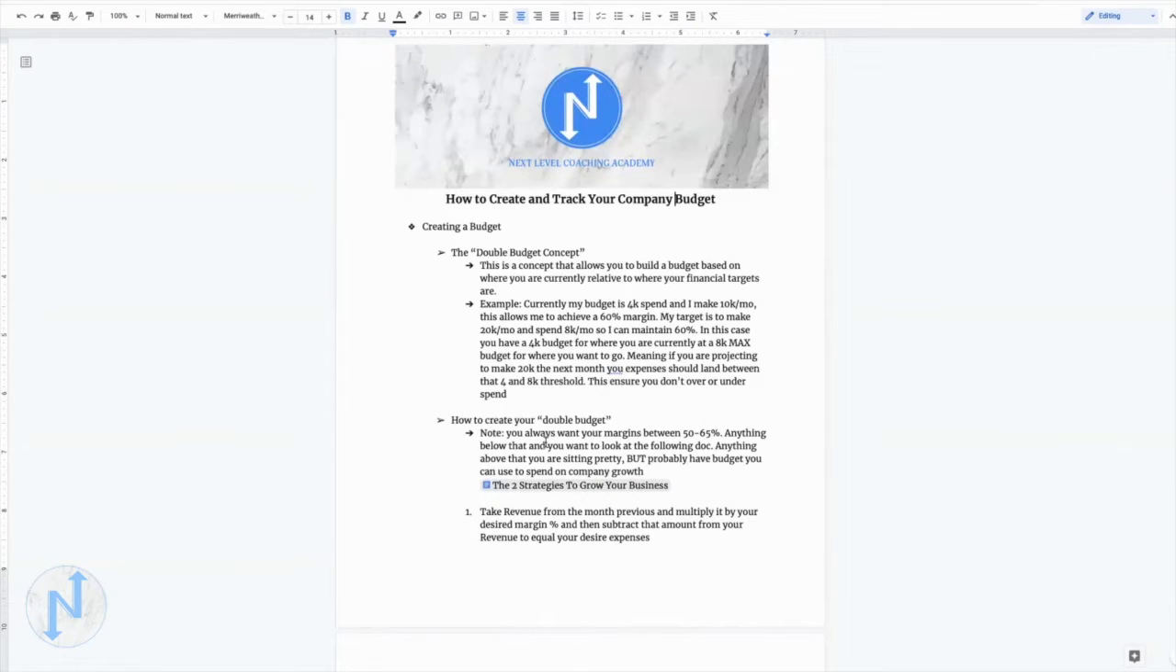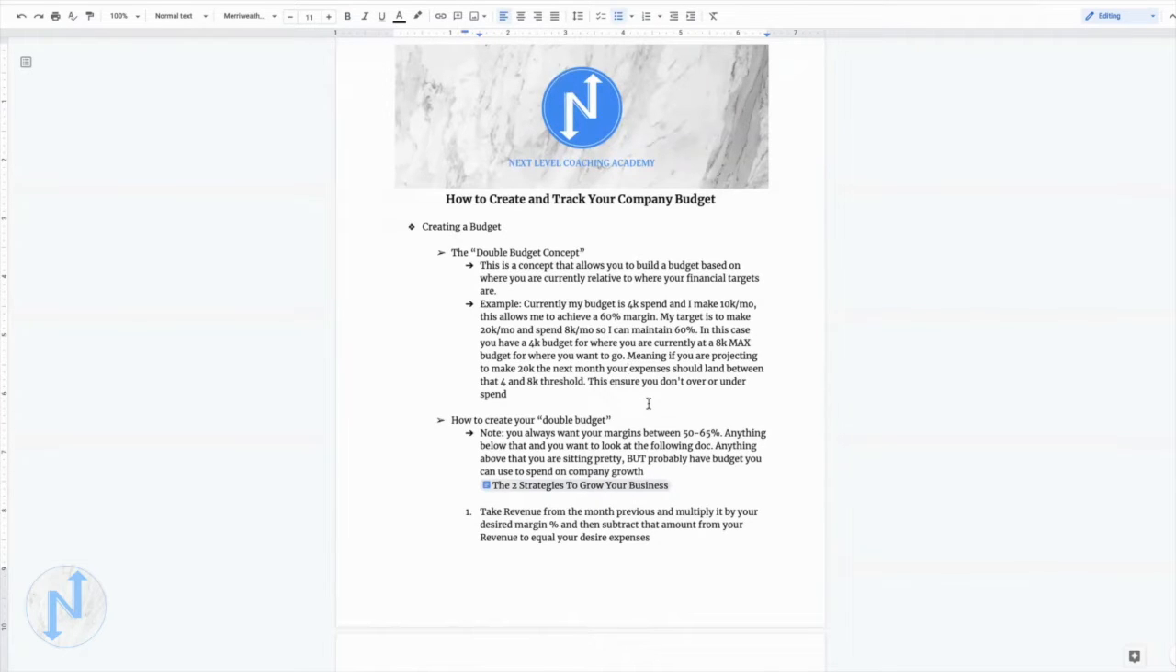In this case, you have a $4K budget as your floor, right, for where you're currently at, and you have an $8K budget at your ceiling for where you want to go, which is that $20K. Meaning, if you're projecting to make $20K next month, your expenses should land between the 4 and 8K threshold. This ensures that you don't go over your spend or under your spend.